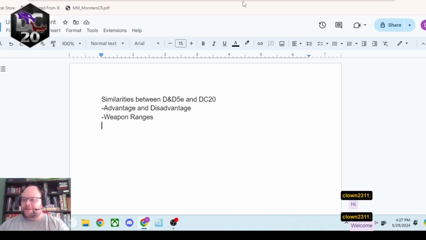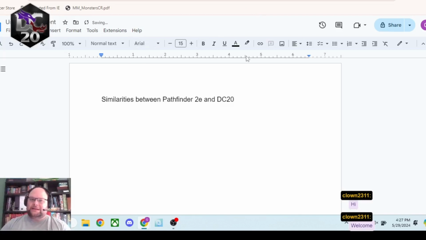And so we've got weapon ranges. I'm going to pop over to Pathfinder 2nd Edition for a minute. I can tell you unequivocally that 5th Edition Dungeons & Dragons has inspired DC20 more than Pathfinder 2nd Edition. However, the things that Pathfinder 2nd Edition has inspired DC20 to do are also quite good. And honestly, it may be some of my favorite aspects of the system in general. Like, the first one that I'm going to mention is the 4-point action economy.